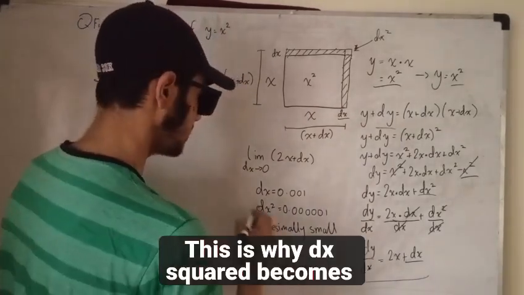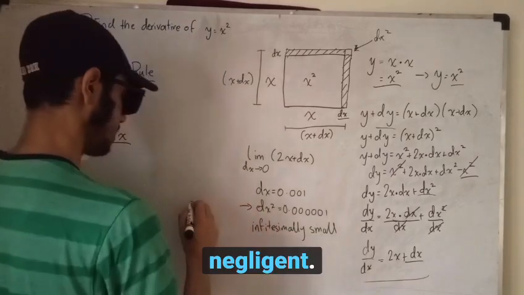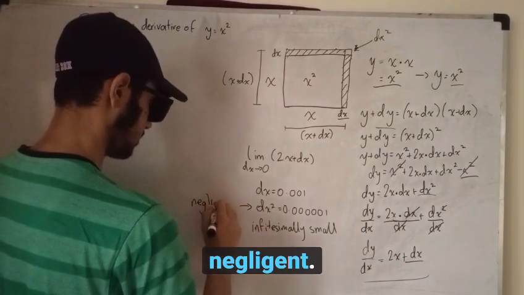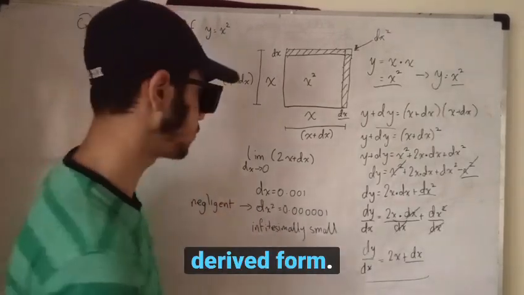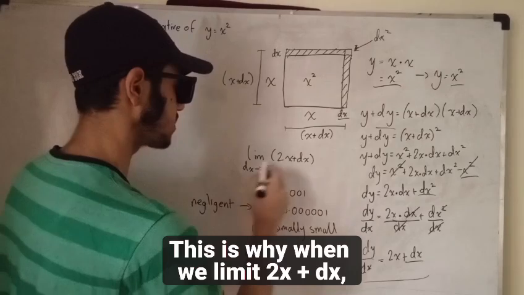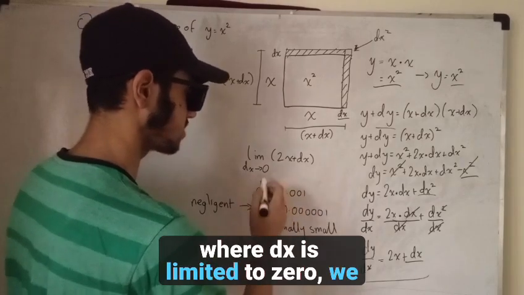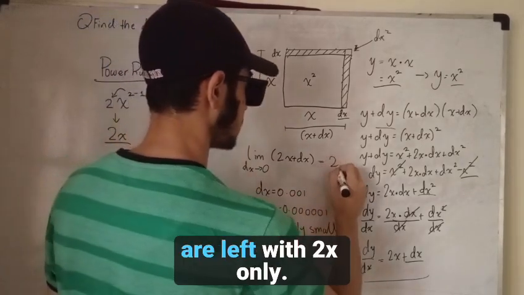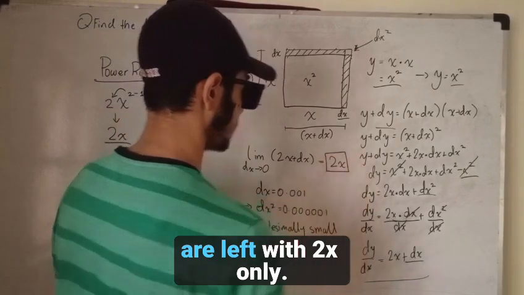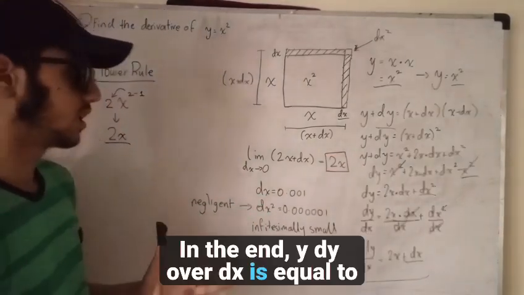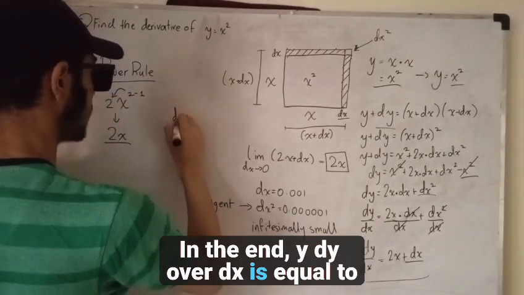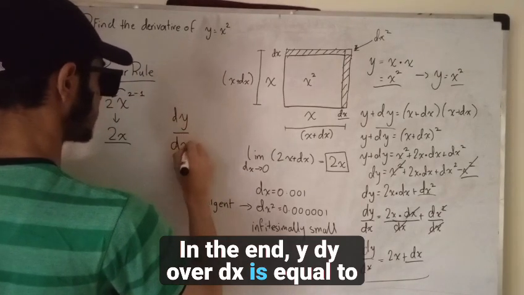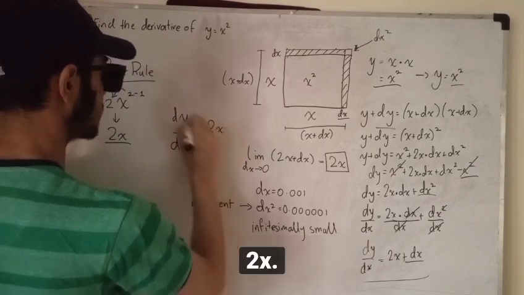This is why dx squared becomes negligible and is excluded from the final derived form. This is why when we limit 2x plus dx, where dx is limited to 0, we are left with 2x only. In the end, dy over dx is equal to 2x.